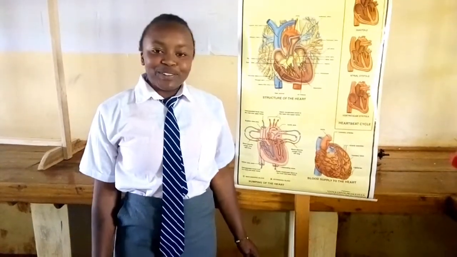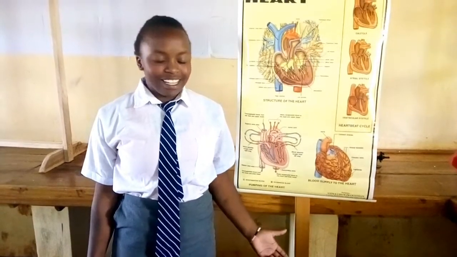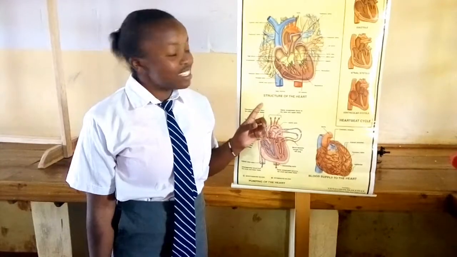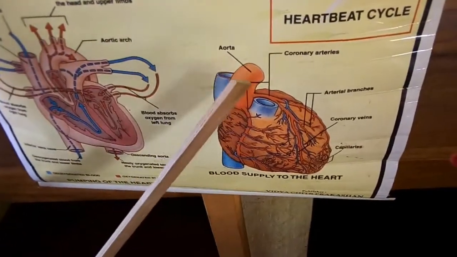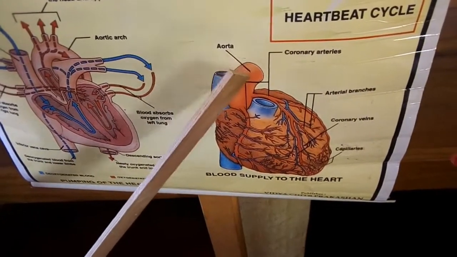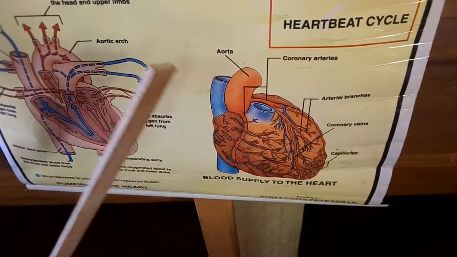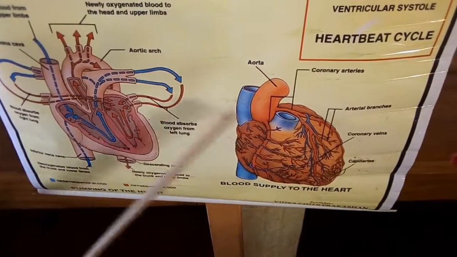Welcome. Now we are going to start with the external parts of the heart, and with me here I have a chart and also a model. External part of the heart, there is the aorta. They've said that the aorta pumps the blood to all parts of the body, and the vena cava brings in the blood from all parts of the body.